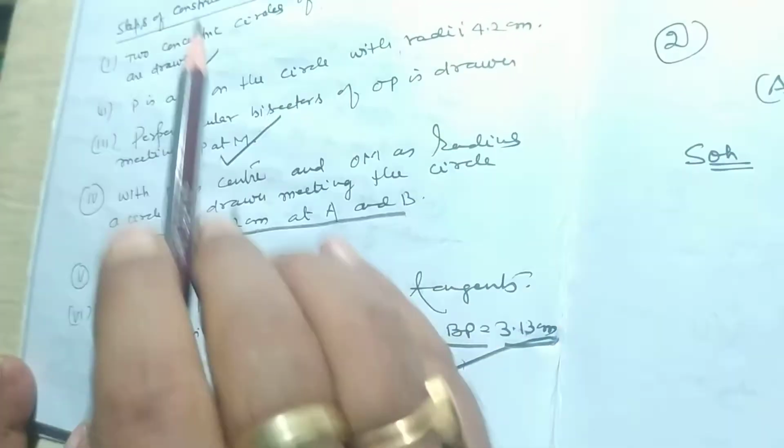determined, by measuring the length AP and PB. You must keep in mind AP and PB should be equal.